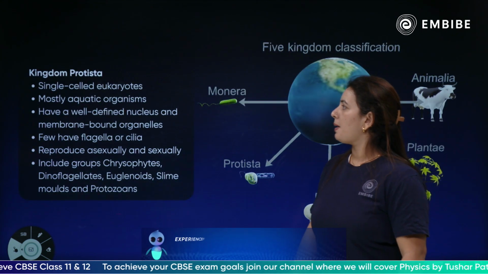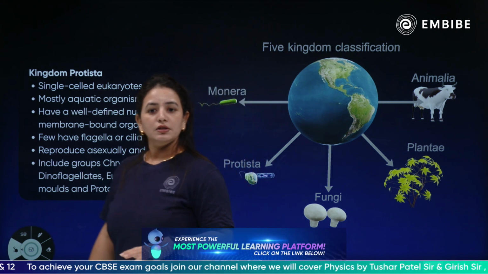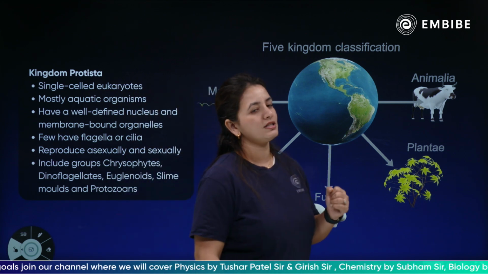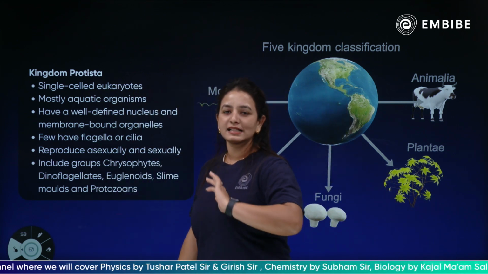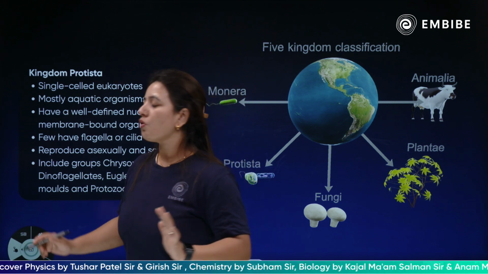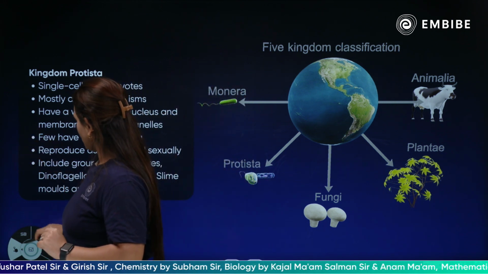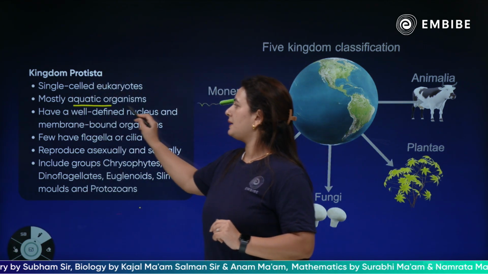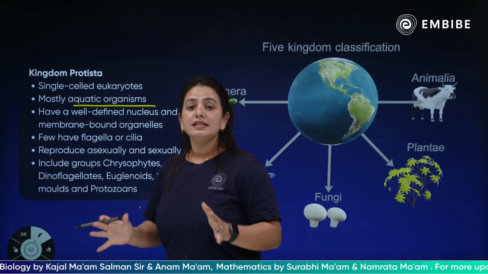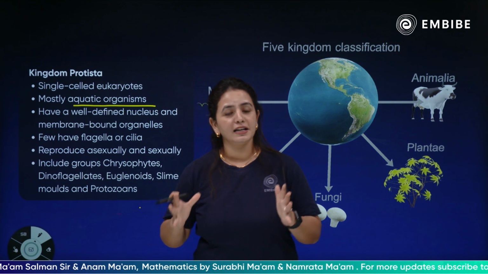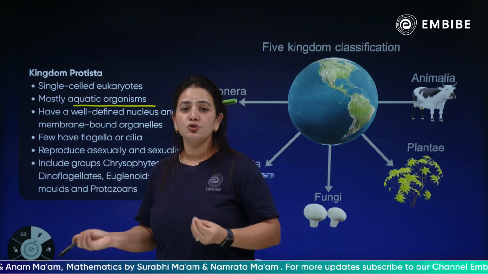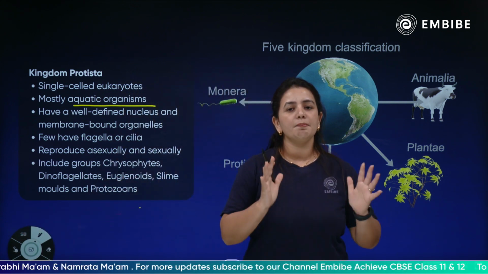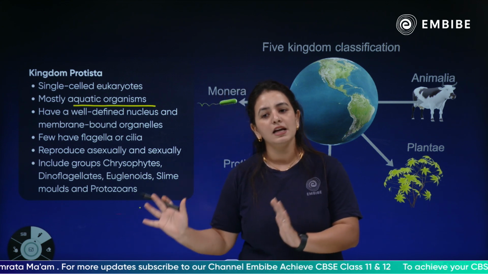Moving forward, we're going to discuss what the Kingdom Protista is. The characteristics of the Kingdom Protista are that they are typically single-celled eukaryotes and mostly aquatic. They are not found on land; they are completely aquatic organisms. Since they are eukaryotes, they have a well-defined nucleus, and all the membrane-bound cell organelles are present in protists.